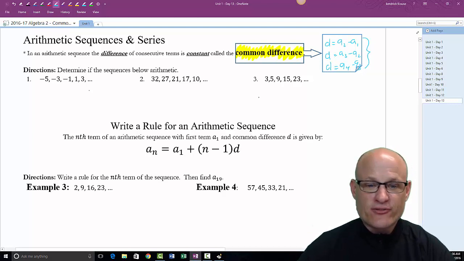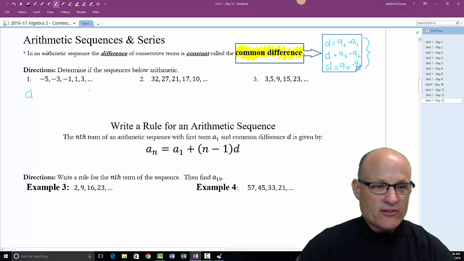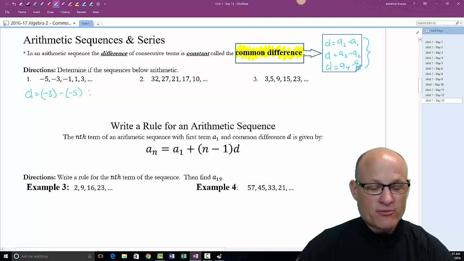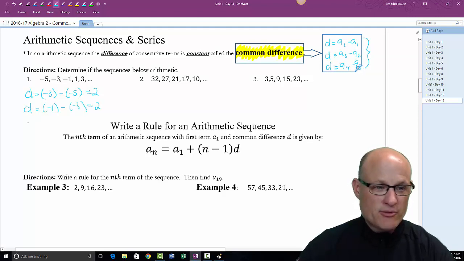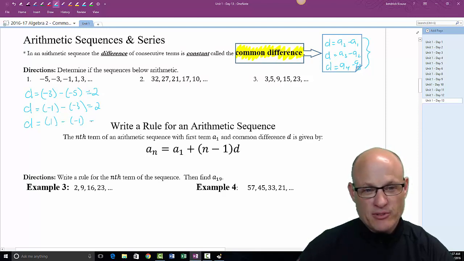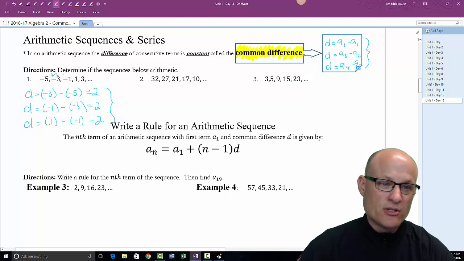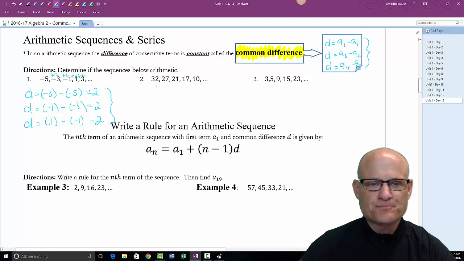So let's take a look at these 3 examples I got here. If this was true, then the common difference has to be the same. So this would be D equals negative 3 minus negative 5. Well, that's really plus. So negative 3 plus 5 would be 2. Let's keep checking. D equals negative 1 minus negative 3. That's plus 3. That'd be 2. Let me try one more. D equals 1 minus negative 1. That's really plus 1. That'd be 2. So notice that my common difference is always the same. We're adding 2, we're adding 2, we're adding 2, we're adding 2.